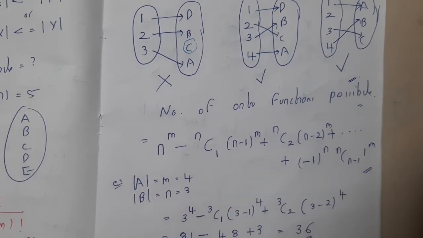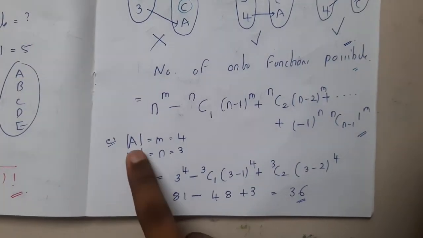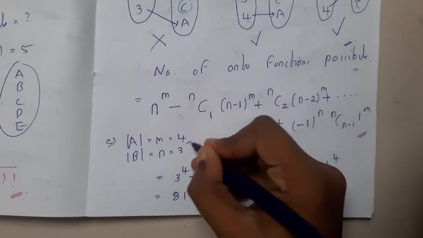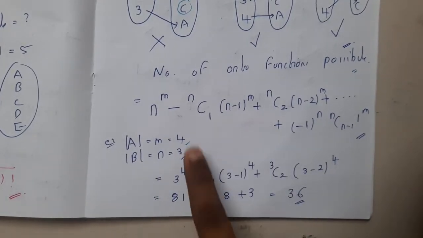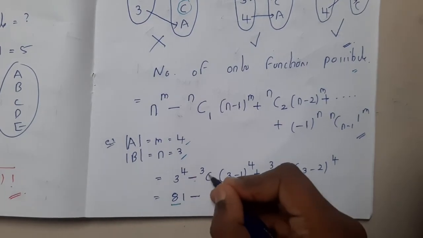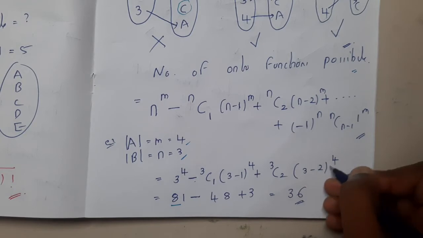For easy understanding, I took a different example. The number of elements in A is 4 and the number of elements in B is 3. So the first step is n^m, that is 3^4, which equals 81, minus 3C1 into (3 minus 1)^4, plus 3C2 into (3 minus 2)^4.